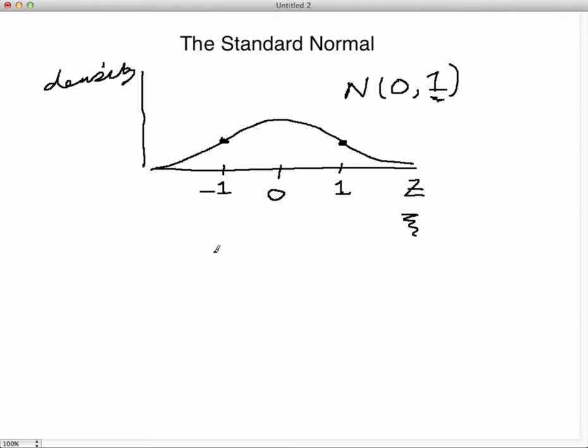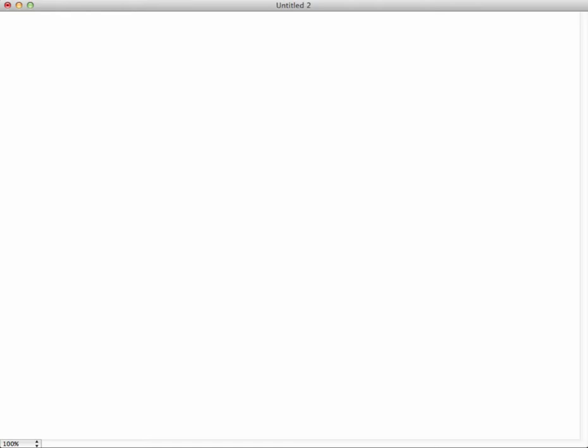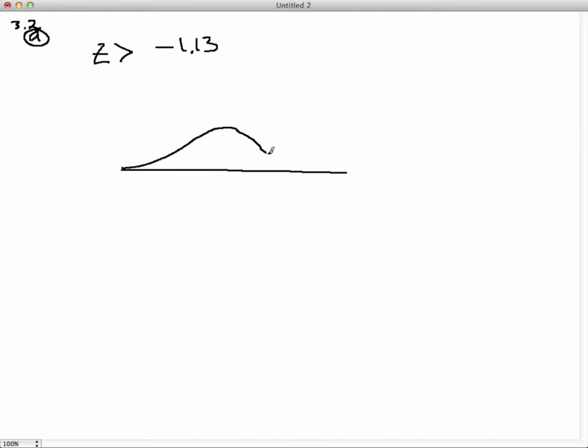Okay, so let's go ahead and work on part A here. Let's get ourselves a fresh window. I'm going to go ahead and grenade this one, get it out of here. And so on part A, again, this is from exercise 3.2, they ask us to find what percent is such that z is greater than -1.13. To start off this problem, do not pass go, do not collect $200 until you've actually done a reasonable sketch of a standard normal.